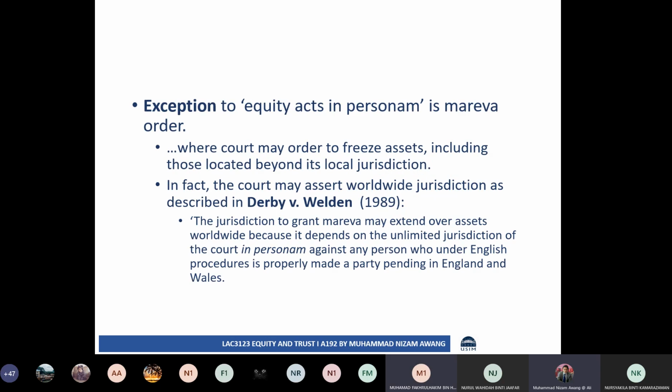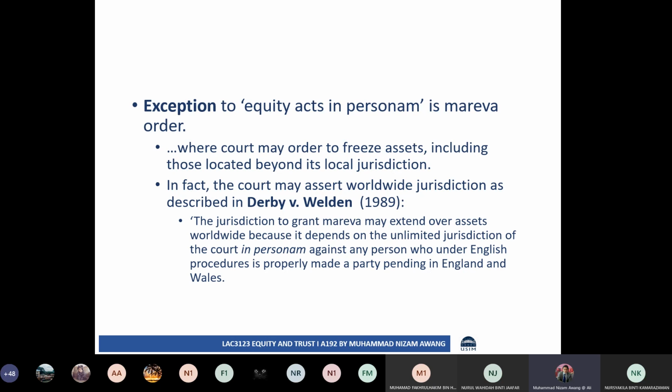Right. That is the general rule, basically the maxim of equity acting in personam, where the court can enforce the order against the person. But there is always an exception to the general rule. It is actually under the Mareva order. A Mareva order is basically an order that can be enforced against the property.